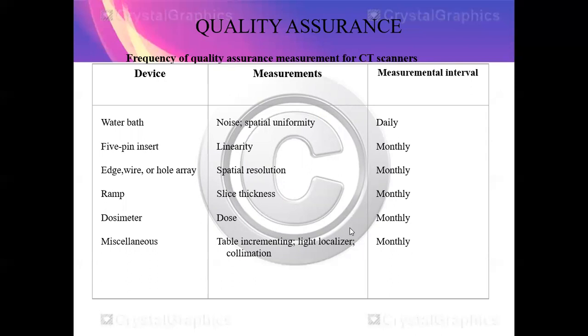We also use ramp for slice thickness to determine the slice thickness, kung okay pa ba siya, kung accurate pa siya. Monthly din siya ginagawa. We also have the slinger to measure the dose, of course, monthly din. And other devices for measuring the table incrementing, the light localizer, and collimation, also done monthly.